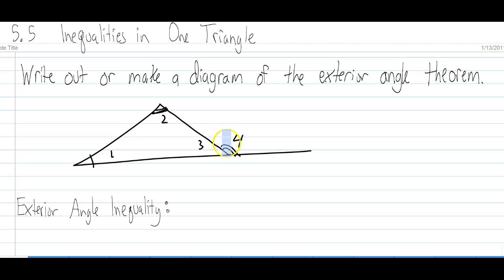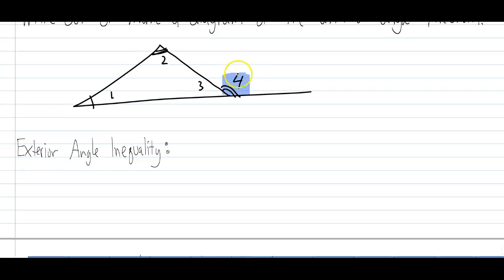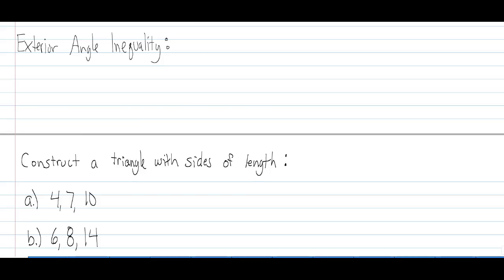If we take that further, what that also must mean is that angle 4 is bigger individually than either angle 1 or angle 2. We call that our exterior angle inequality. An exterior angle of a triangle is greater than either one of those remote interior angles.